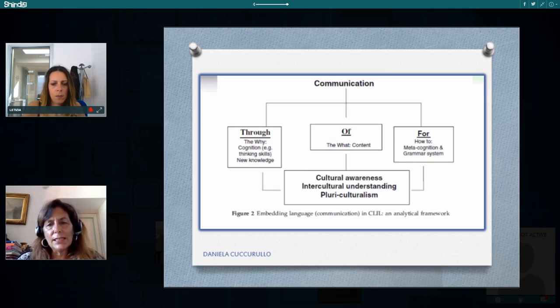Yes, here you can see the what, the content of our lesson. The why is the cognition and thinking skills that we want to activate to have our students acquire new knowledge. But there is also the how, that is the structures, the function, all the grammar system, and metacognition that is involved in a clear lesson.